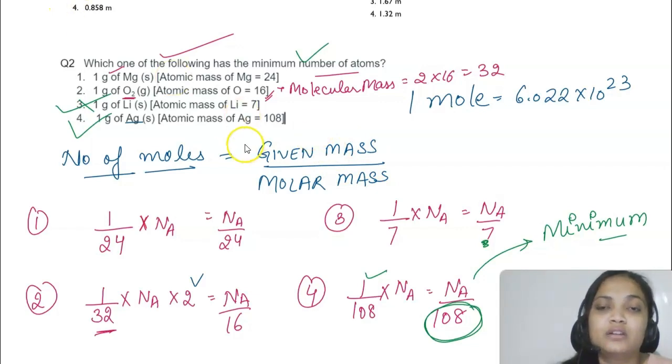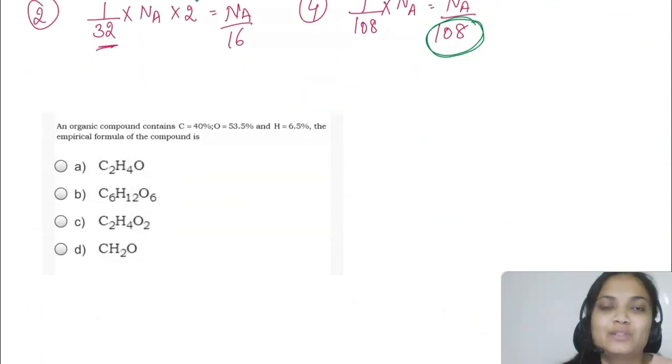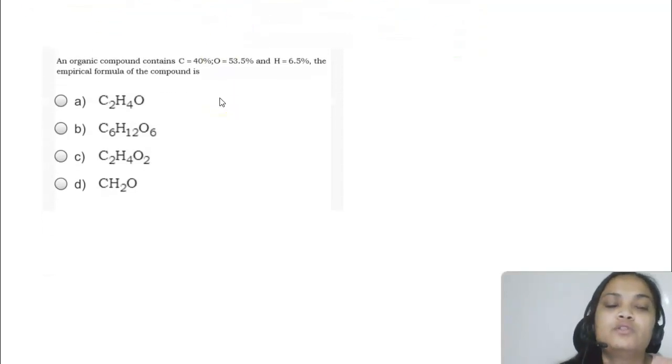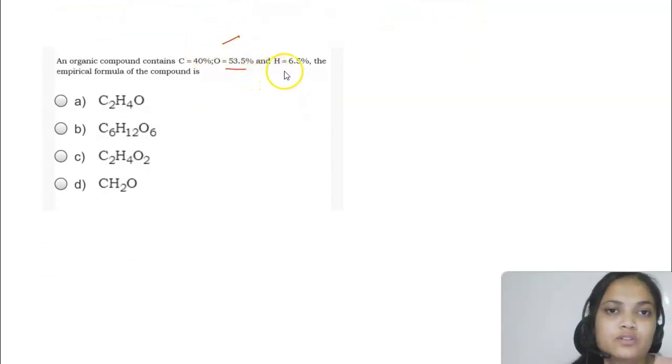So that was another question. I have told you how to solve it. Let's move ahead to the next one. So students, the next question is a very important as well as a very common topic, that is finding the empirical formula or the molecular formula of the compound. The question here says an organic compound contains 40% of carbon, 53.5% oxygen, and hydrogen is 66.5%. So we need to find the empirical formula.